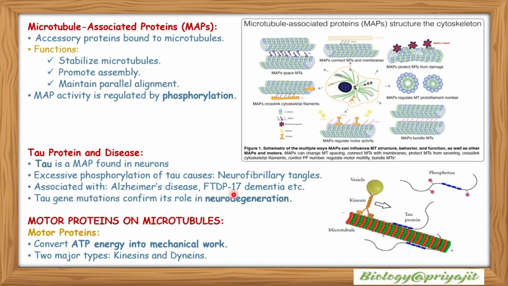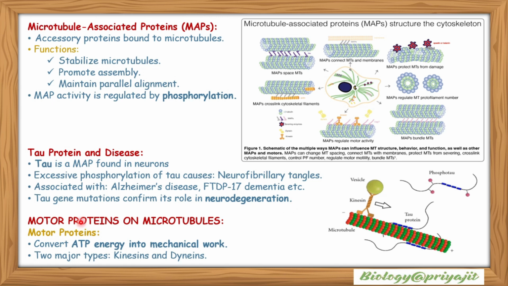FTDP-17 dementia is a frontotemporal dementia linked with Parkinson disease, and the gene is located on chromosome number 17. It is a neurodegenerative, dementia disorder. So tau gene mutations confirm its role in neurodegeneration.